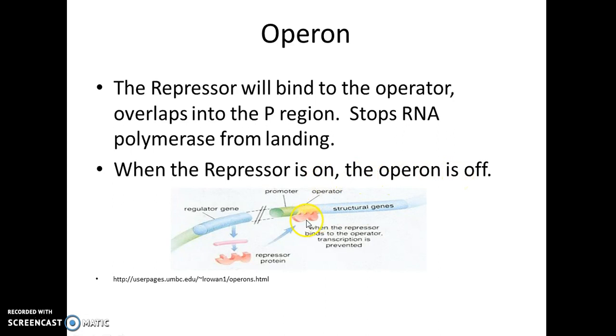So here we have the repressor protein. It's on the operator. Notice it overlaps into the promoter. RNA polymerase cannot land. It cannot transcribe the structural gene.